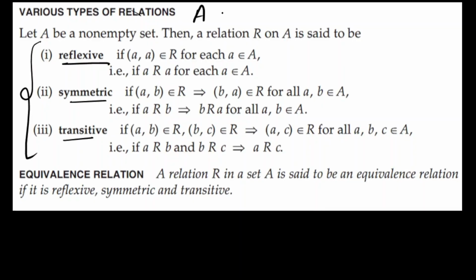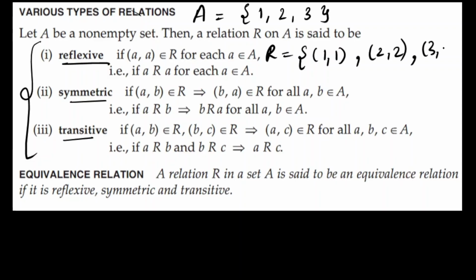See, if I have any set A with elements 1, 2, 3, then a reflexive relation means that relation should have duplets like (1, 1), (2, 2), (3, 3). This type of relation is known as a reflexive relation. All the elements should have duplets here.